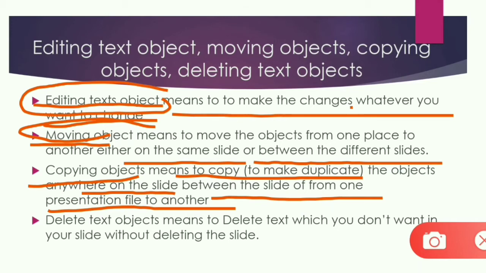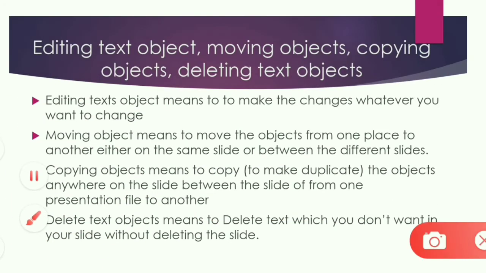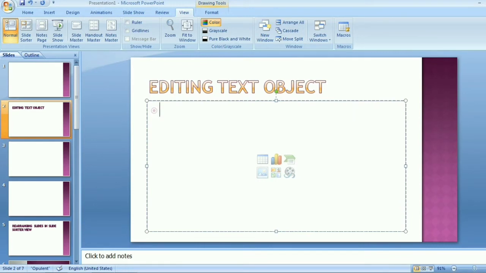Next, deleting text object means once you write something and you don't want to show it in a presentation, at that time you need deleting text object to delete the text from your slide which you don't want to show in a presentation. Let us see all these four with the help of practical. Now we are going to see all these four with the help of practical.